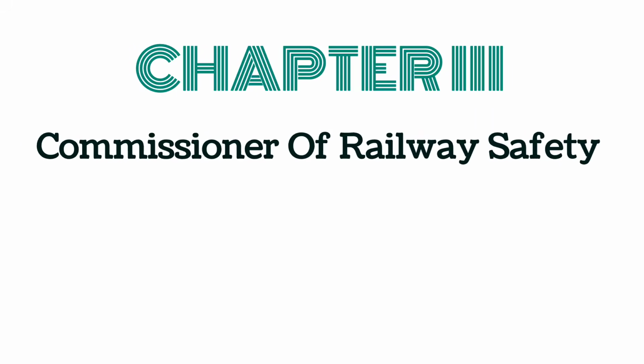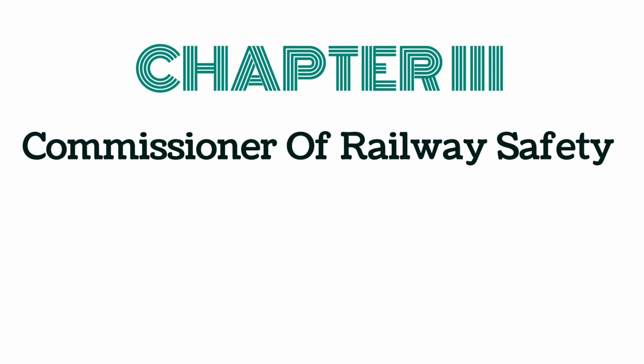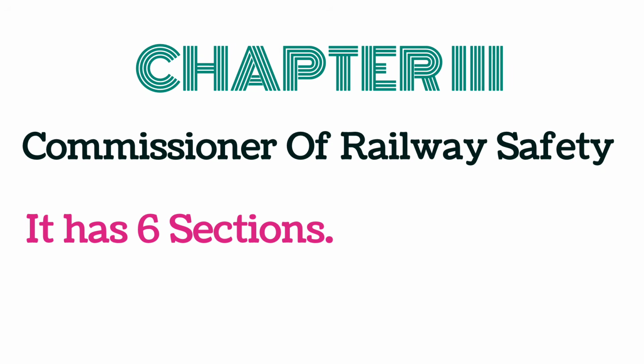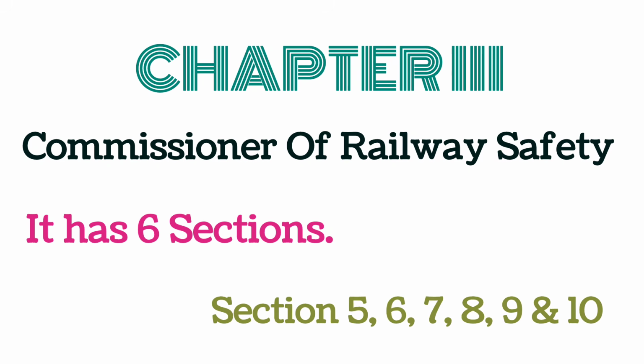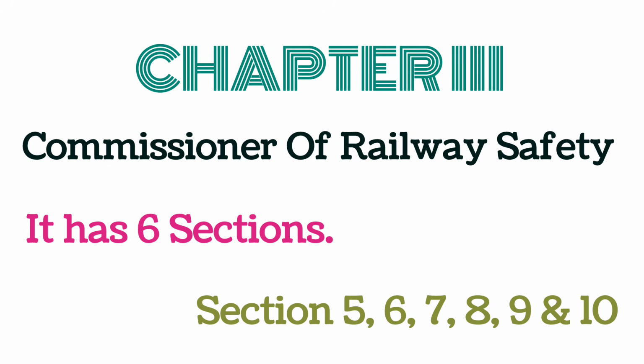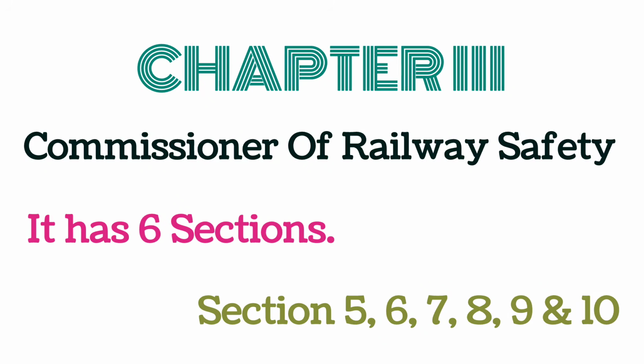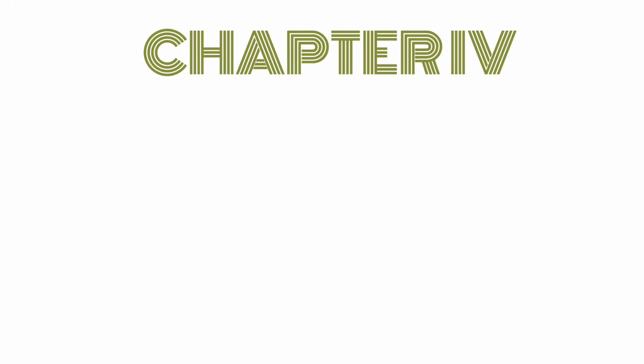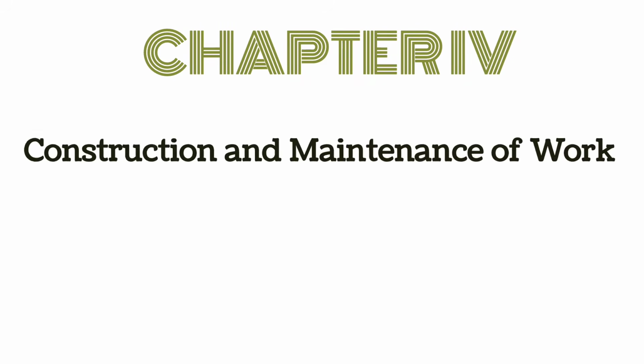Next is chapter 3, Commissioner of Railway Safety, very important from the AOM exam point of view. It has sections 5, 6, 7, 8, 9 and 10, and all sections describe the Commissioner or Chief Commissioner of Railway Safety. Total 6 sections are there.